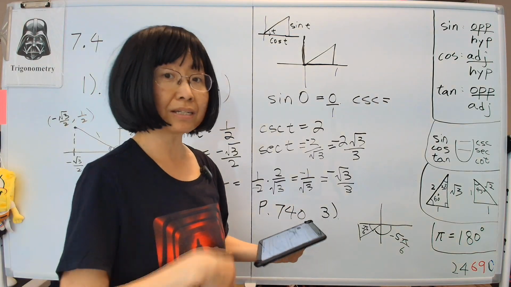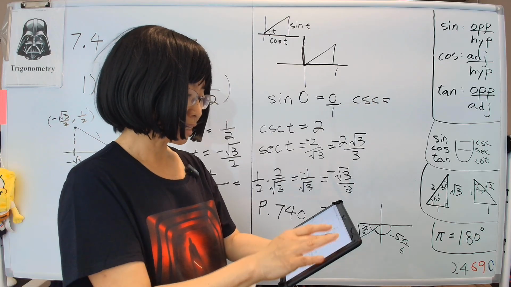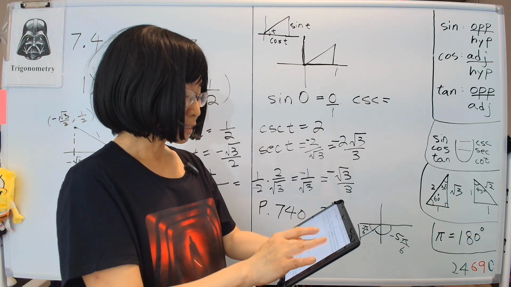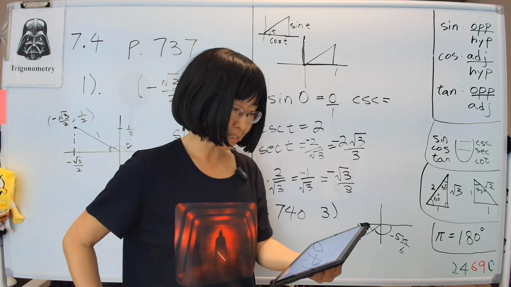Everything else, however, is going to be negative. So that's that. And let's look at the next thing: we talk about whether the trigonometric functions are even or odd.